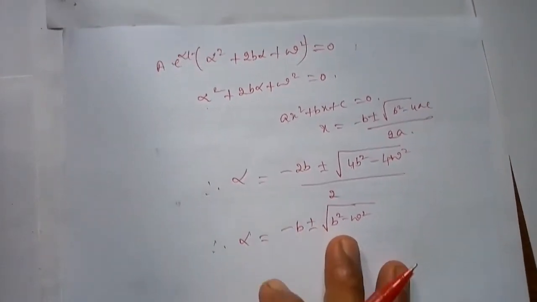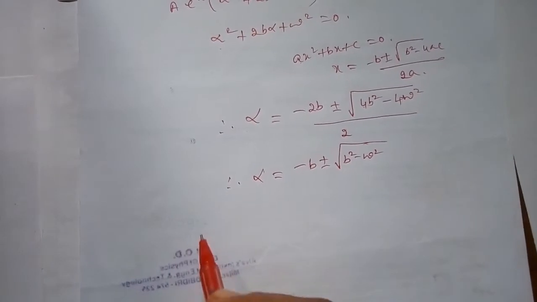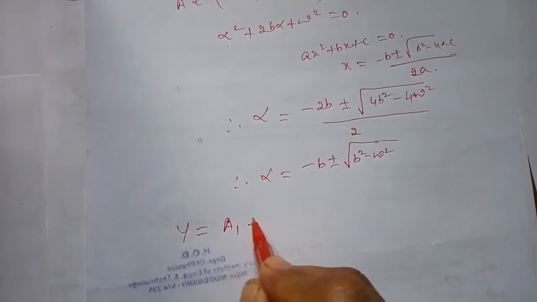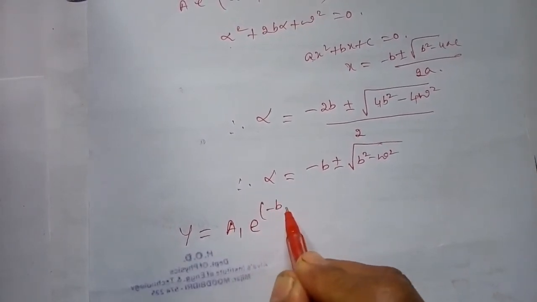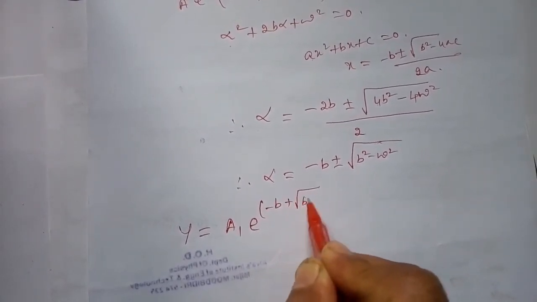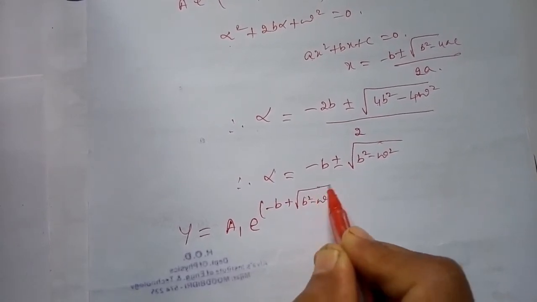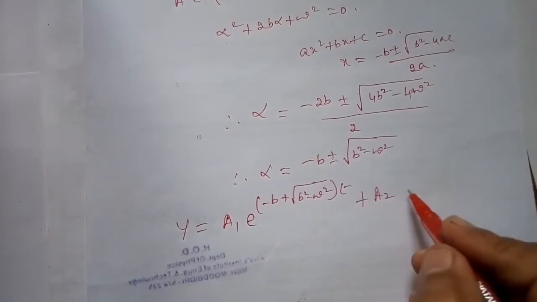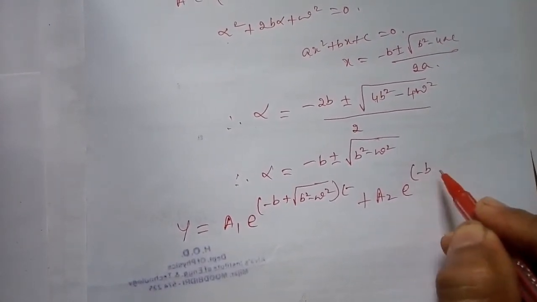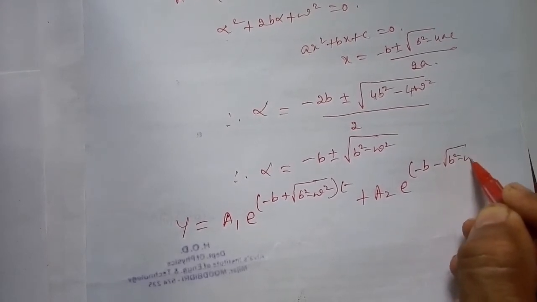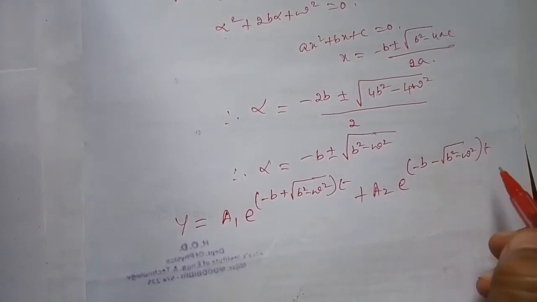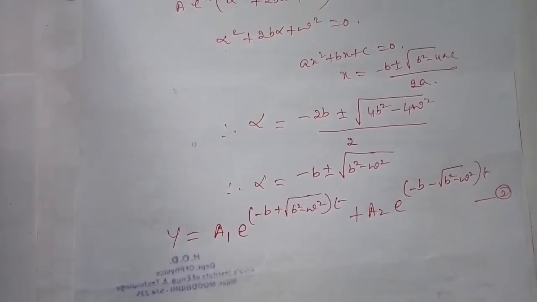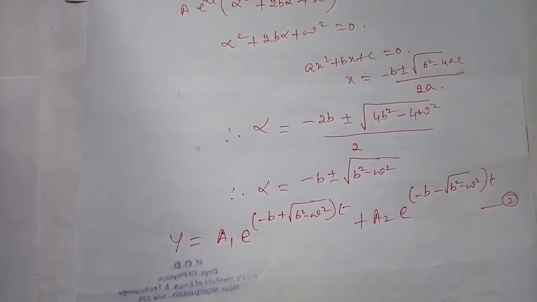Hence the general solution of the differential equation becomes y = a1 e^((−b + √(b² − ω²)) t) + a2 e^((−b − √(b² − ω²)) t). Call this equation 2.